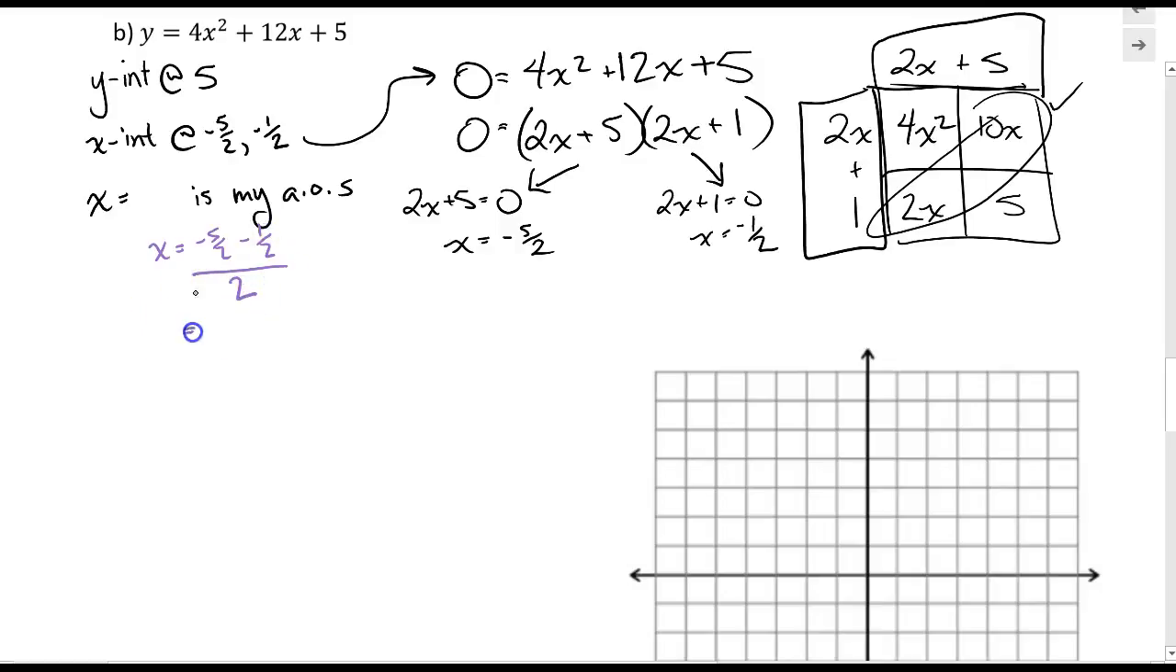If we combine these, we get negative 6 halves. And when we talk about dividing by 2, that's the same thing as multiplying by a half. Or you know what, before I even do that, negative 6 halves over 2, well, this is the same thing as negative 3. So it's going to leave me with negative 3 halves. And so that is my axis of symmetry.